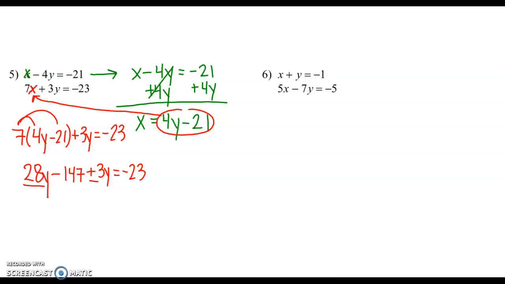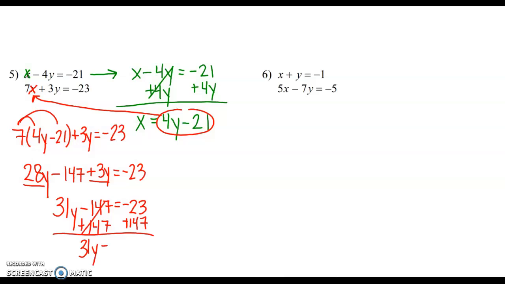Like terms, 28y and 3y is 31y. Still minus 147 equal to negative 23. To get rid of a minus 147, we add 147. So now we're sitting at 31y equals 124. And 124 divided by 31 is 4.